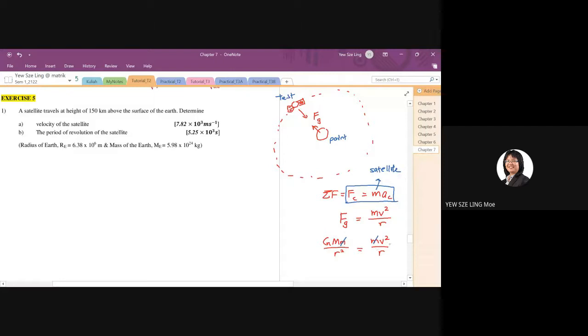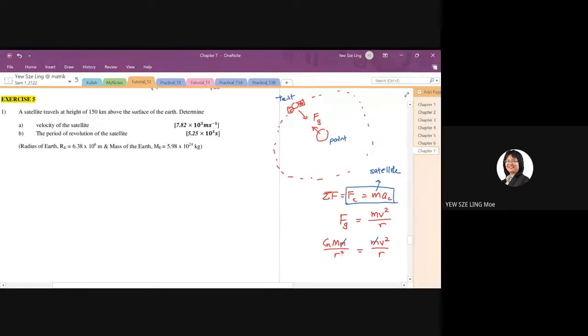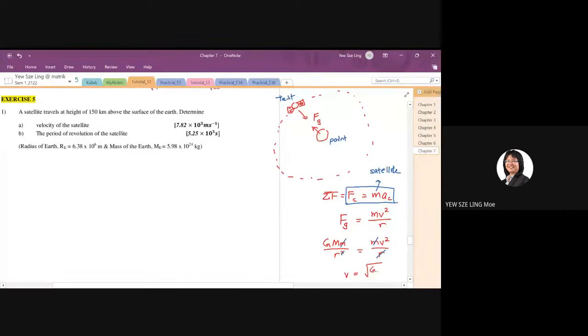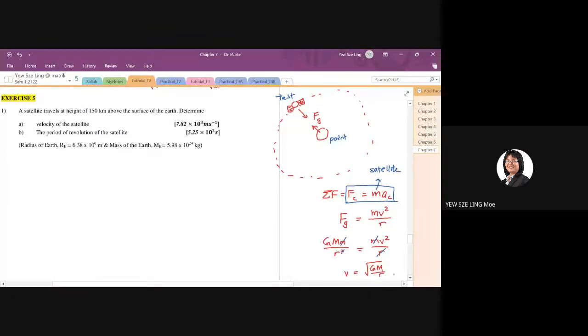All right, and then what happens? What's next? We can cancel the r as well, so it becomes r. So rearrange the equation. Now you obtain v equals the square root of GM over r. Okay, square root of GM over r. Now this v is velocity. All right, don't get confused between all the other things.